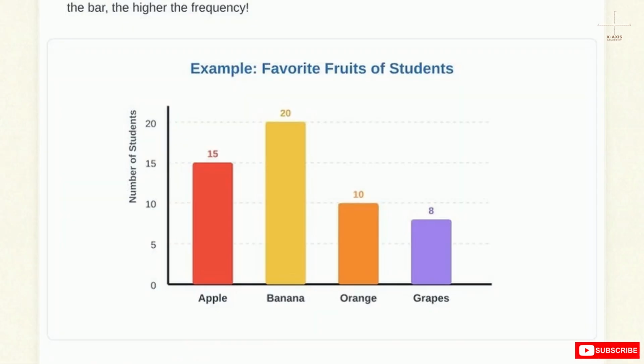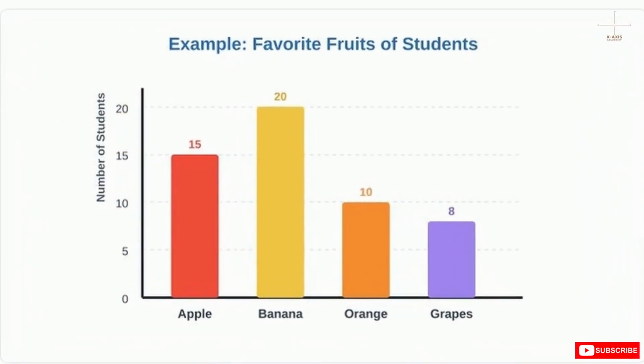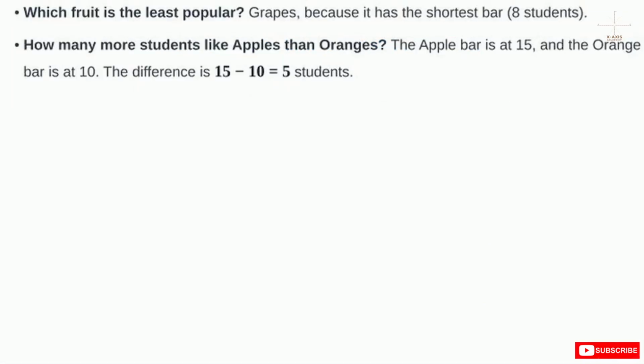This bar graph translates numbers into visual columns. The bottom x-axis displays categories, while the vertical y-axis provides a numerical scale. We can extract insights instantly without math. The banana column is tallest, reaching 20 students, while the grapes column is shortest at 8. We can also run direct comparisons. The text shows the calculation for finding how many more students like apples than oranges. The apple bar hits 15, and the orange bar is at 10. Subtracting 10 from 15 gives us a difference of 5 students.